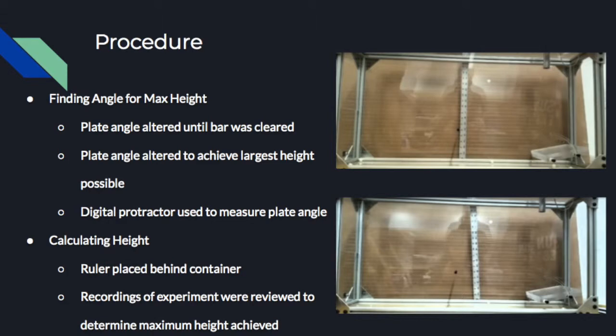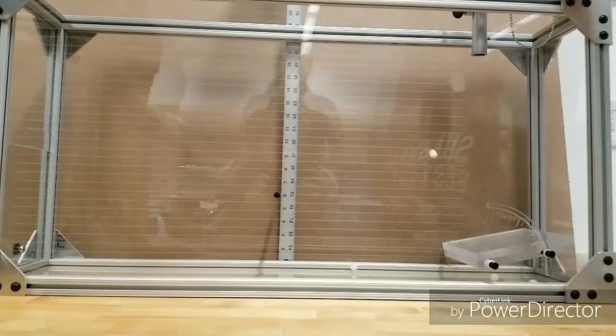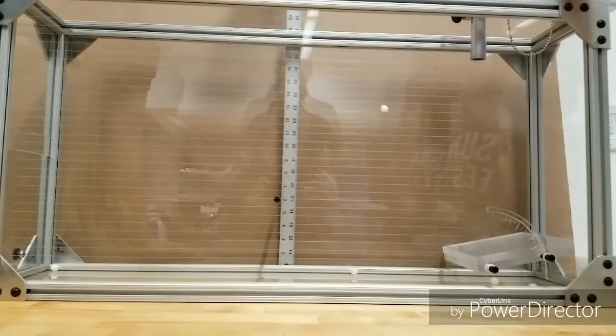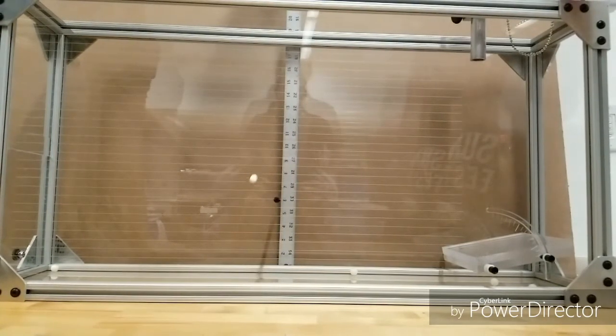In order to find the angle for the maximum height, the plate angle was altered until the bar was cleared, and then continuously altered until we achieved the largest height possible. Then a digital protractor was used to measure the plate angle once these two conditions were met. To calculate the height, we placed a ruler behind the container, and once the recordings were reviewed, we were able to determine the maximum height.